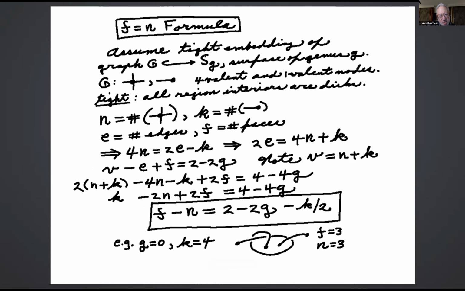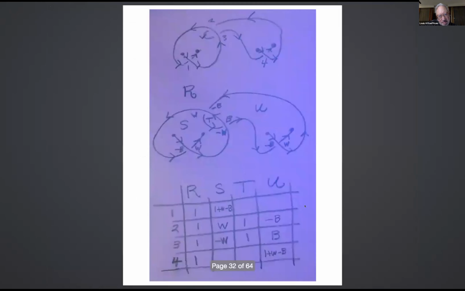Yes, this is what happens in general. If you had the graph, the knot diagram, tightly embedded so that all of the regions were disk-like, then you will find that the number of faces minus the number of 4-valent vertices is 2 minus 2g minus k over 2, where k is the number of endpoints. And so from that, you can find all sorts of different cases of admissibility.